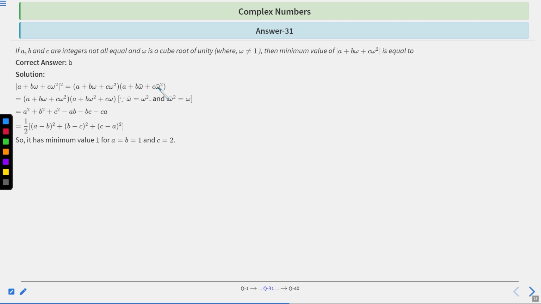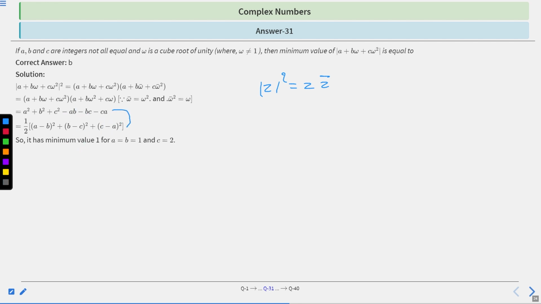Now, we have to find the minimum value of A plus B omega plus C omega square, right? Now, mod of A plus B omega plus C omega square whole square is basically, we know that mod Z square is basically Z Z bar, right? So mod of this square is A plus B omega plus C omega square into A plus B omega bar plus C omega bar square, right? Omega square bar. Now, by multiplying this, and putting omega bar equal to omega square and omega square bar equal to omega, right? So after multiplying, we get A square plus B square plus C square minus AB minus BC minus CA.